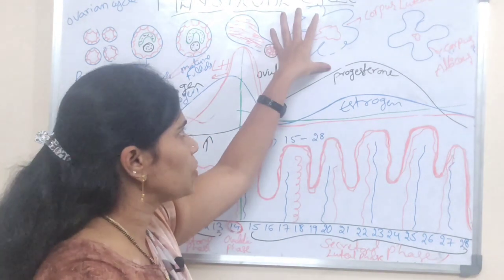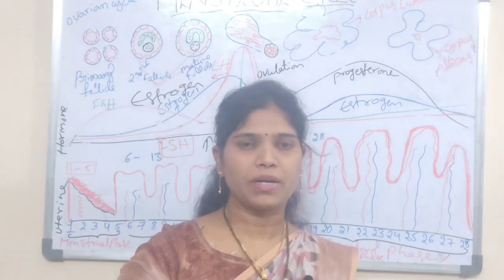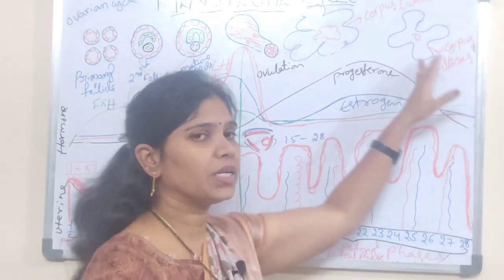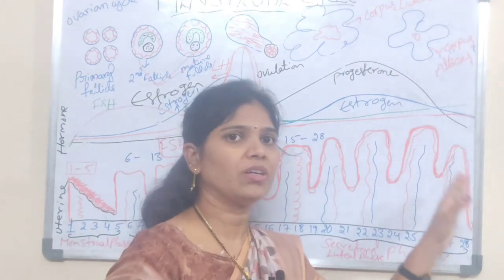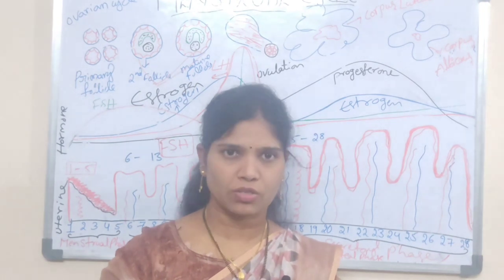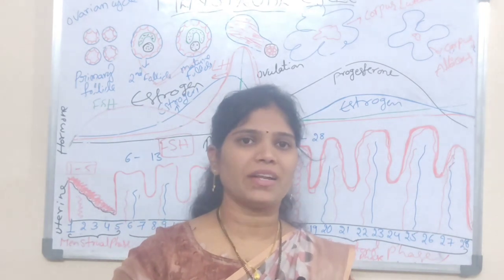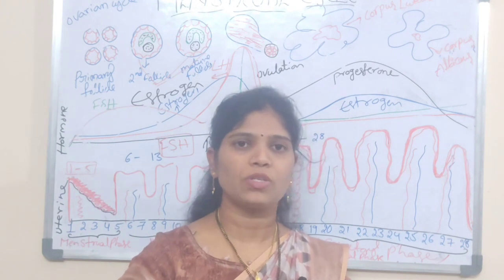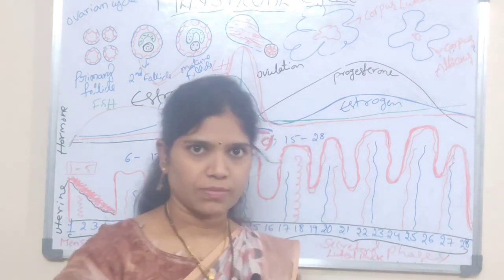So this corpus luteum is also disappointed. There is no implantation. So what is happening here? The corpus luteum slowly decreases the production of progesterone and estrogen. Why? Because there is no use in releasing progesterone. There is no fertilization and no implantation. So that's why the corpus luteum also decreases the production of progesterone and estrogen.